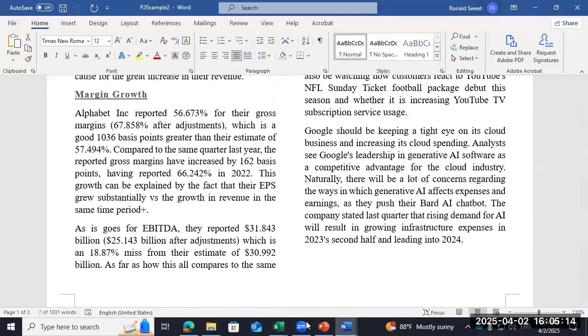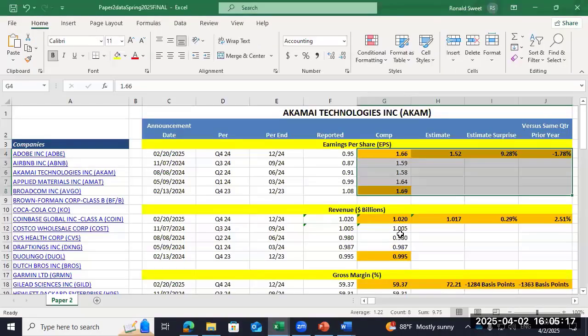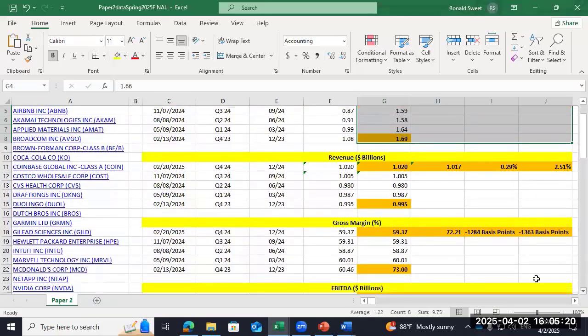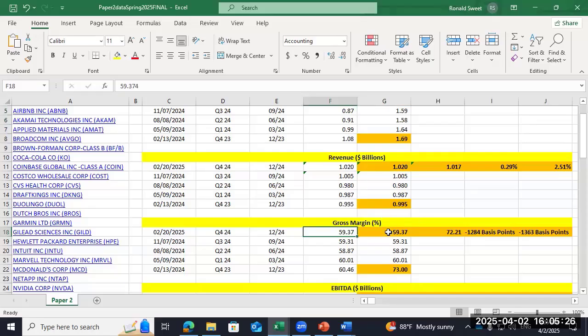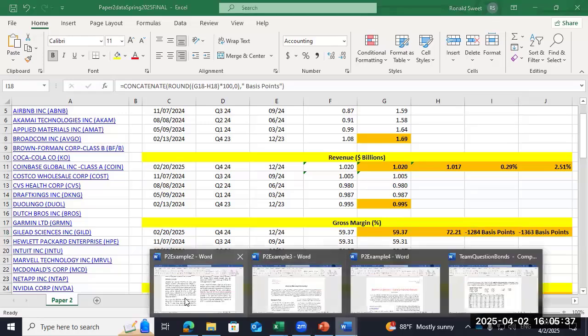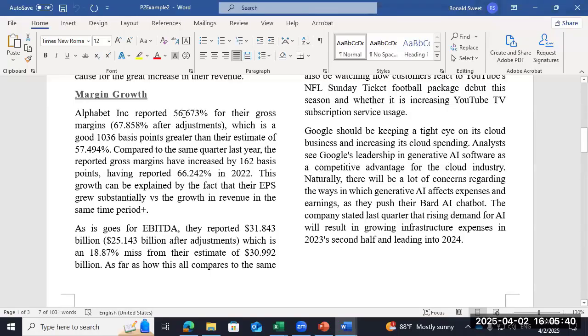Then you talk about margins, and I give you margins in basis points. Well, the margins are in percents, but the change, the beats are in basis points. So they reported 59.37. This is Akamai. They reported 59.37. The market was expecting 72, so they missed by a whopping 1,200 basis points. So here they reported a margin of 50. You don't have to go out that many decimal places, but they did have an adjustment here, which is a good 1,000 basis points greater than the estimate of 57%. The reported margins increased 160 basis points. So you get that in there.